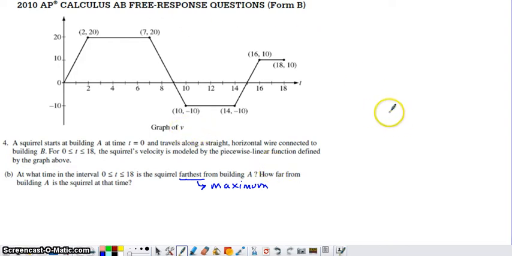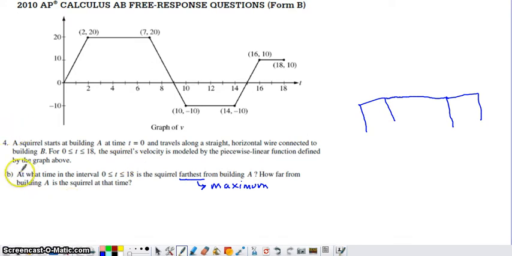Squirrel starts at the top of building A, travels along the wire. So if this is building A, that's a horrible building. And this is building B, and that's not much better. Squirrel's moving on this wire toward building B, toward building B, toward building B. We said in part A that at t equals 9, the squirrel changes direction, moves back toward building A for a certain time, and then moves back toward building B. So when is the squirrel farthest from building A? That's going to be the maximum position relative to its starting point at the top of the building.